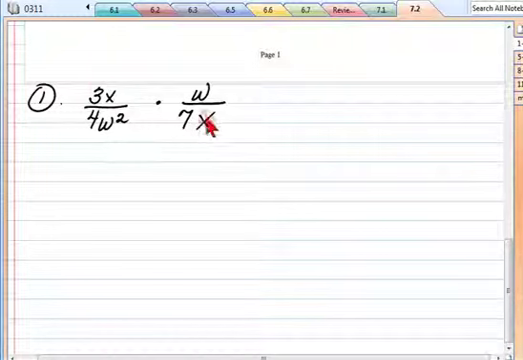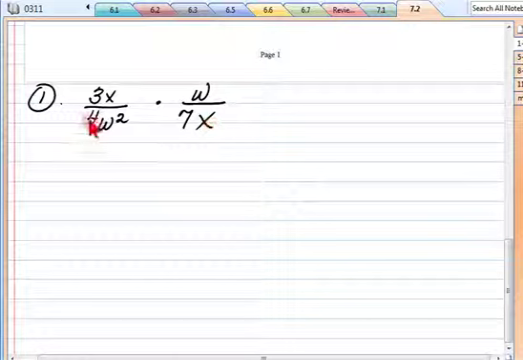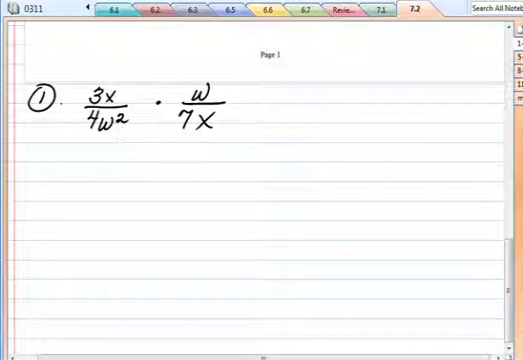And in this problem, these are monomials. These are already in factored form. It's already 7 times x, 4 times w squared. These don't need to be factored. Do you see any common factors, though? Okay, somebody said the x's. This x and that x. Divide out. What else do you see?